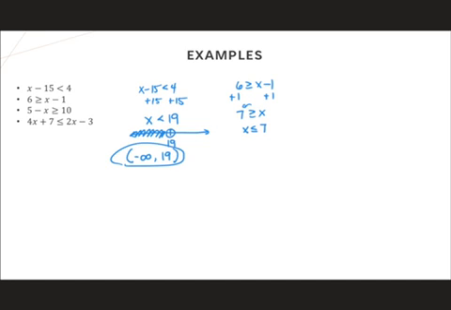Okay, less than or equal to 7 means that I have a closed dot at 7. I'm still shading off to the left. And in interval notation, I'm going to go from negative infinity to positive 7. But this time, because I colored in the dot, I use a square bracket to box in the 7.